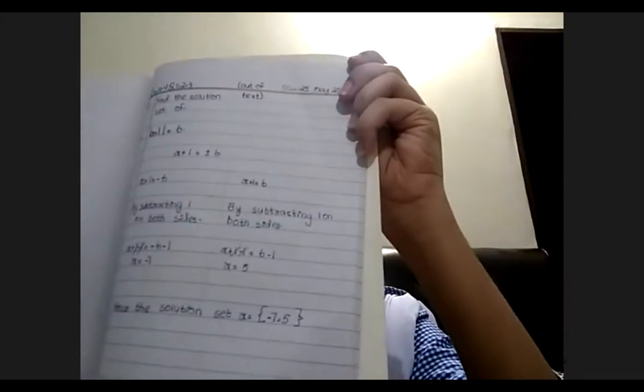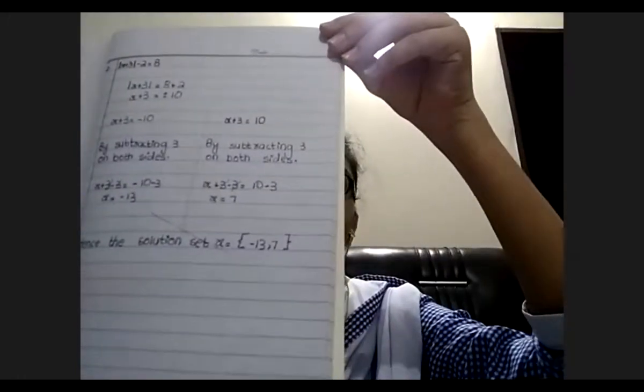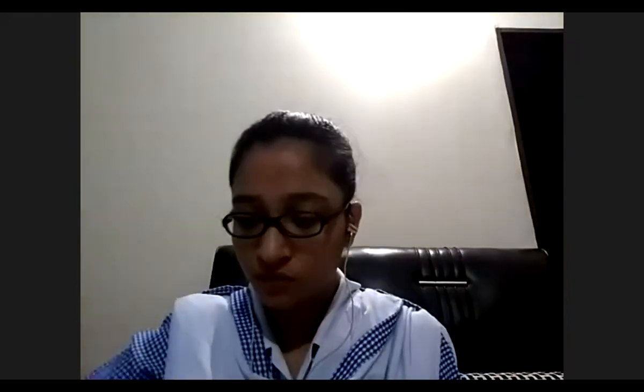Next one is Iman's copy. -7 plus 5. Which question is this? Question number 1. Okay, very good. -7 plus 5. Next page. Here Iman is showing me yesterday's work. -13 plus 7. Very good. Now turn the page and show me the last question of yesterday quickly.